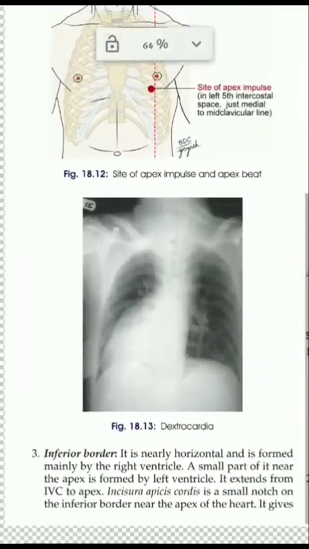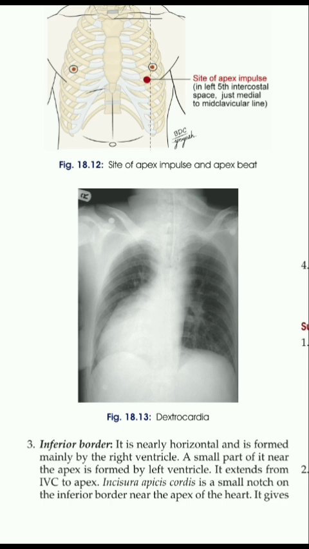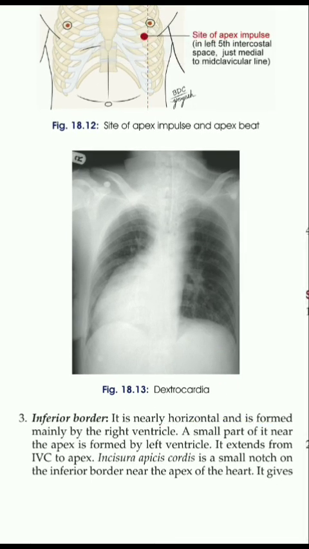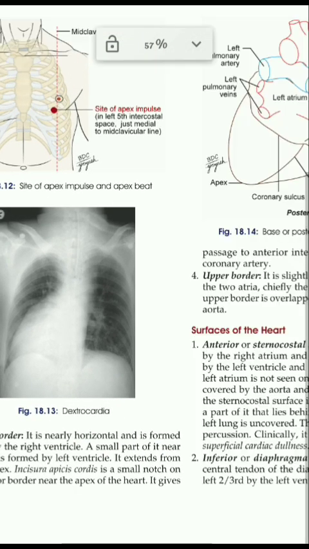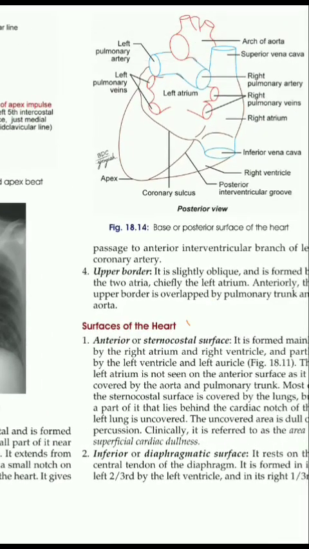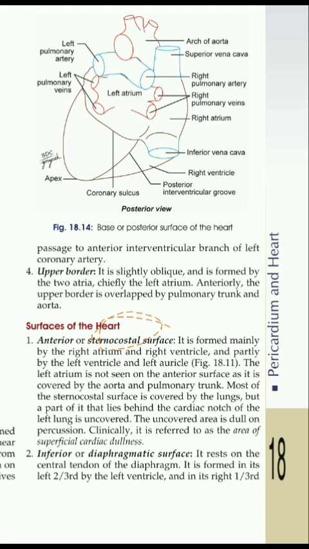If we see abnormalities in the apex position of the heart, that is called dextrocardia. The inferior border is nearly horizontal, formed mainly by the right ventricle. We have discussed it earlier. The surfaces of the heart are the anterior sternocostal surface and the inferior diaphragmatic surface. Sternocostal surface means it has attachment with the sternum and costa, that means the ribs of our body. It is formed mainly by the right atrium and right ventricle, and partly by the left ventricle and left auricle.